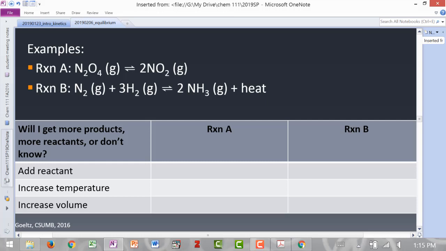Everything's in balance. I have the appropriate amount of reactants, the appropriate amount of products, and I screwed up. How do I do it? By adding a reactant. It's not balanced anymore. Now I have too much what? It was balanced, but I added a reactant. I have too much reactant, so I will shift to do what? Yeah, to make more products. To get rid of that reactant, make more products. Reaction A, if I add N2O4 to that reaction, I will make more NO2.